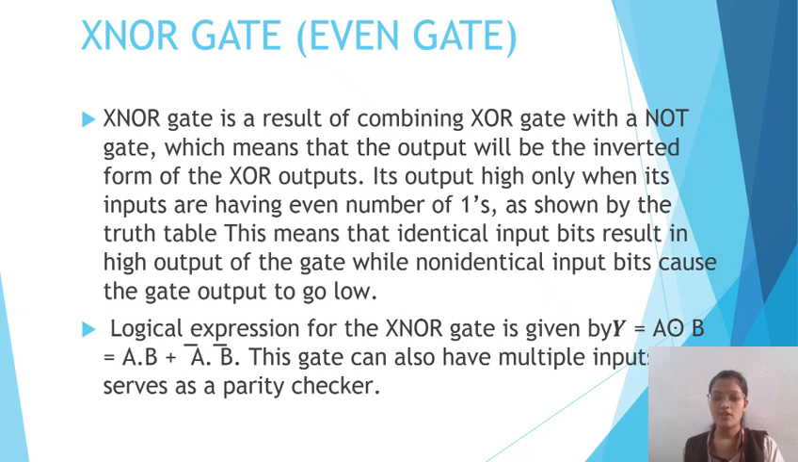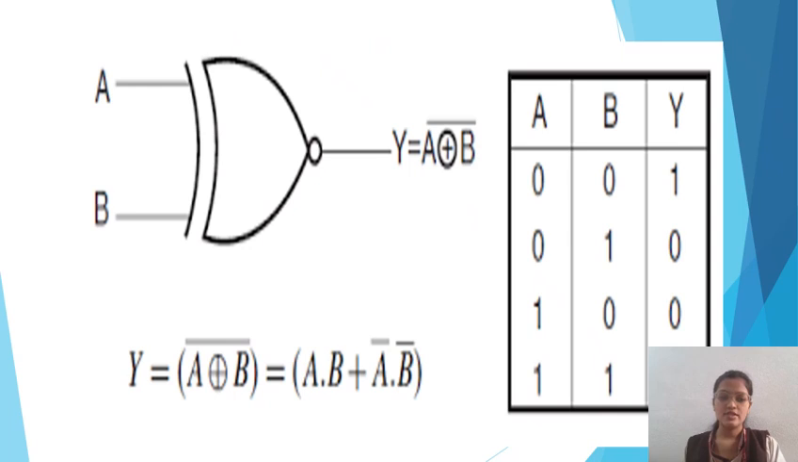The logical expression for the XNOR gate is given as Y is equal to A XNOR B. It means it can also be taken as A dot B plus A complement dot B complement. This gate can also have multiple inputs and serves as a parity checker. So this is the XNOR gate. The XNOR gate is the combination of an XOR gate and a NOT gate. Y is equal to (A XOR B) whole complement. It is also known as A dot B plus A complement dot B complement.